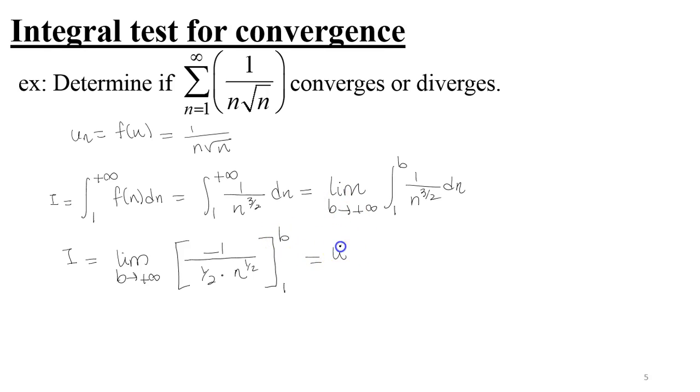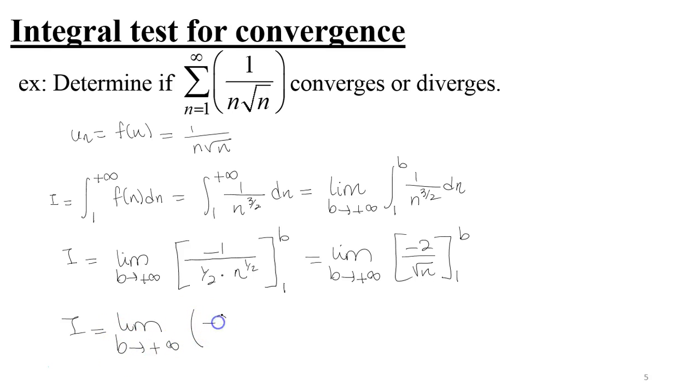So let's just fix this up a bit. That's the limit when b is approaching positive infinity of negative 2 over square root of n between 1 and b. So let's just apply the bounds. So this is the limit when b is approaching positive infinity of negative 2 over square root of b plus 2. Okay, so over here, negative 2 over square root of b, as b approaches infinity, this approaches 0, which leaves me with a limit equal to 2.